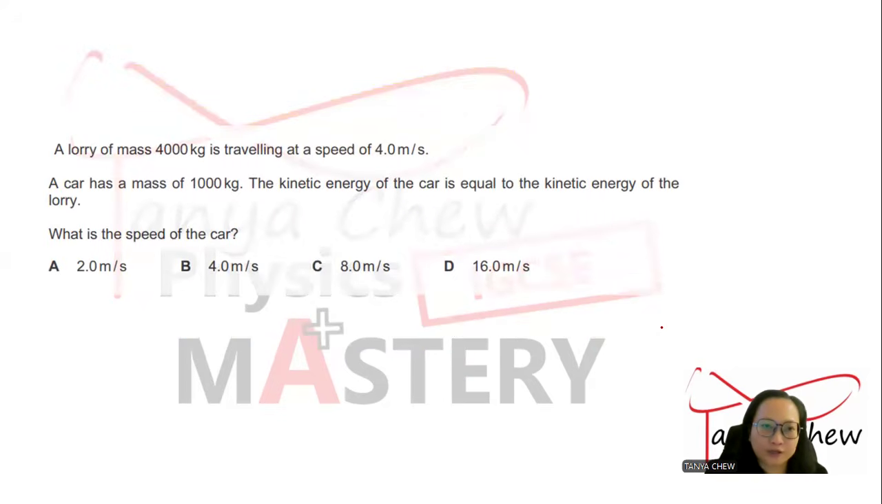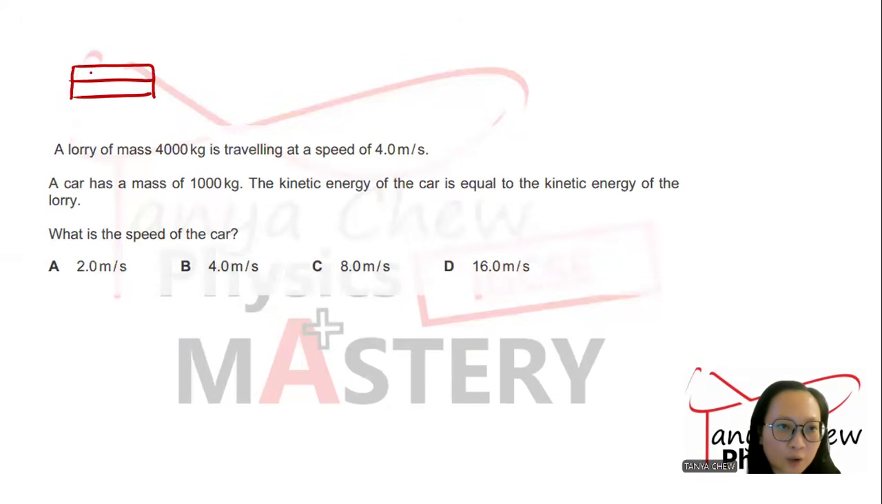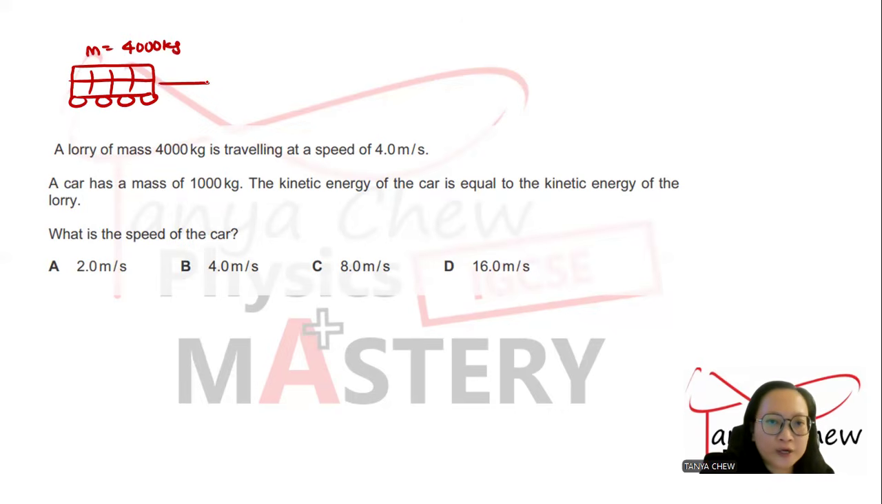Now, let us try one question here. A lorry of mass 4,000 kilograms is traveling at a speed of 4 meters per second. A car has a mass of 1,000 kilograms. Kinetic energy of the car is equal to the kinetic energy of the lorry. What is the speed of the car? Right, so I'm going to draw a lorry first so that you can see this is a lorry. Mass of the lorry is 4,000 kilograms. And then lorry is traveling with the speed of 4 meters per second.